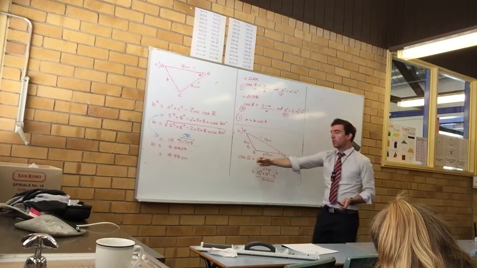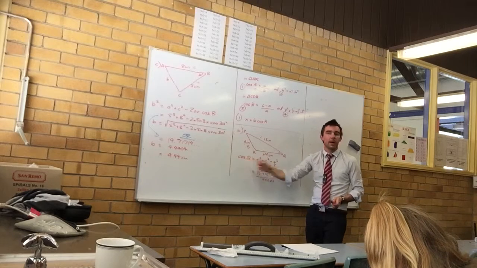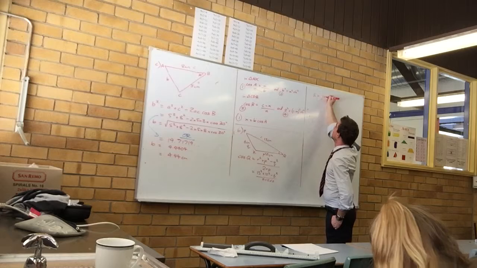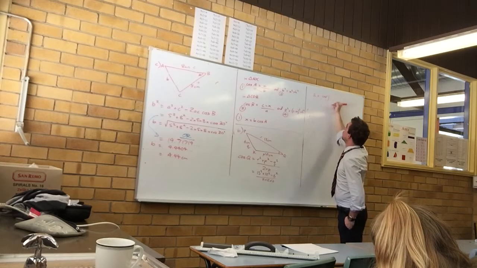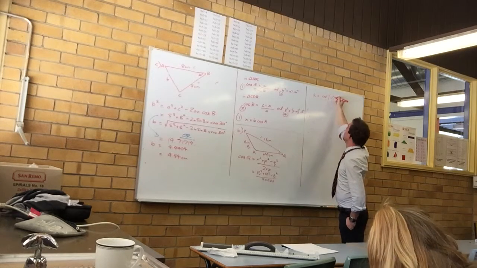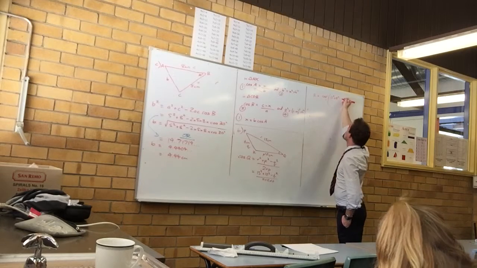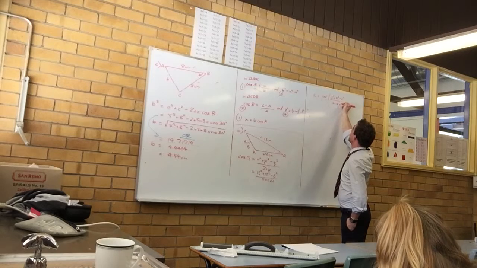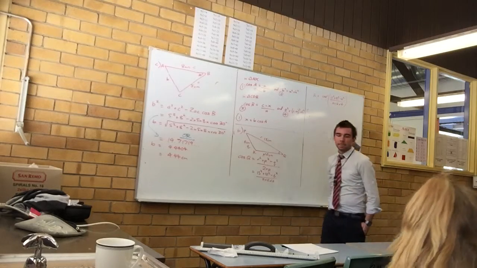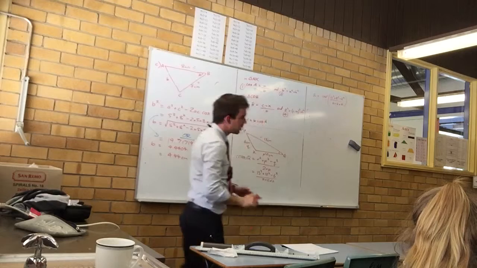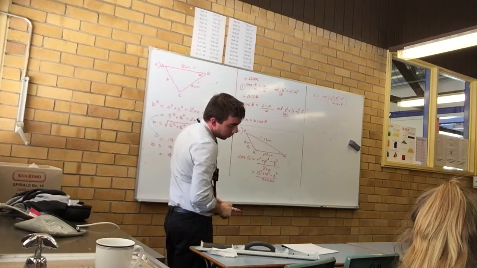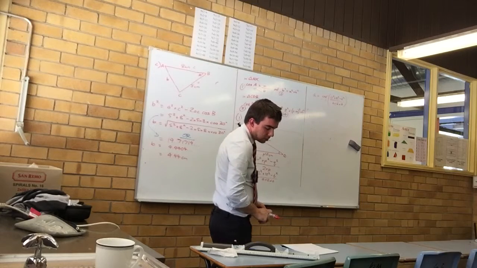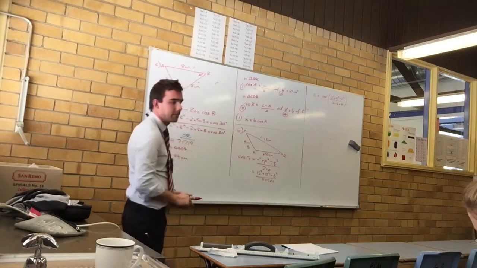And then in the formula you have cos of Q. So Q will equal cos inverse of all that. 15 squared plus 10 squared, take away 6 squared, over 2 times 15 times 10. To the nearest degree, what do we get?